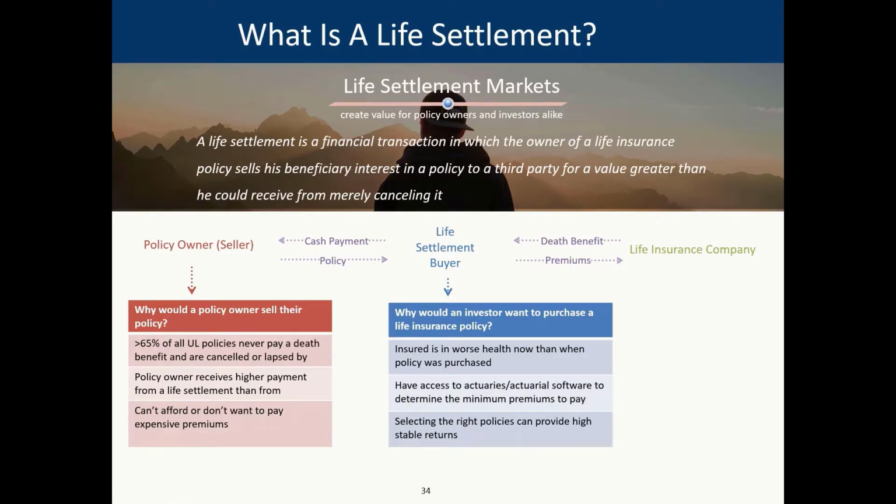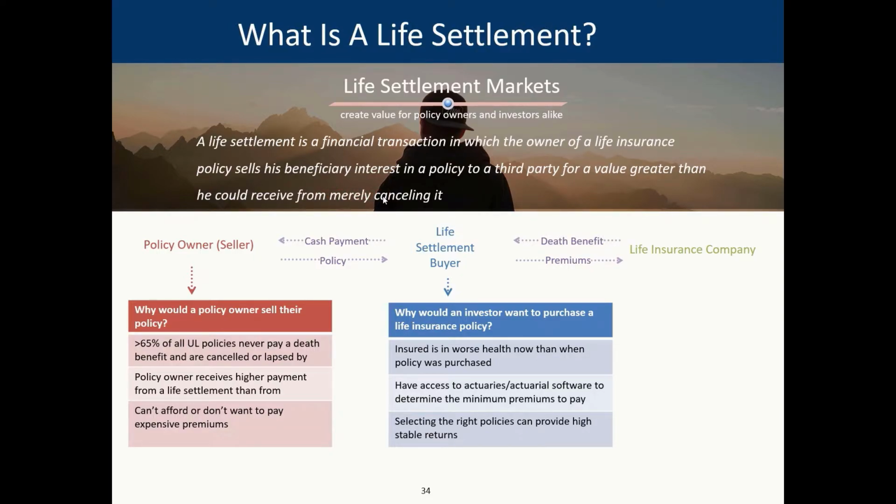So now let's talk about the nitty-gritty, right? What is a life settlement? I've never heard about it before. Well, this is your opportunity to learn what it is and why it's an attractive asset class for a lot of institutional investors. So a life settlement is a financial transaction in which the owner of a life insurance policy sells his or her beneficiary interest in a policy to a third party for a value greater than he or she could receive from merely canceling it.